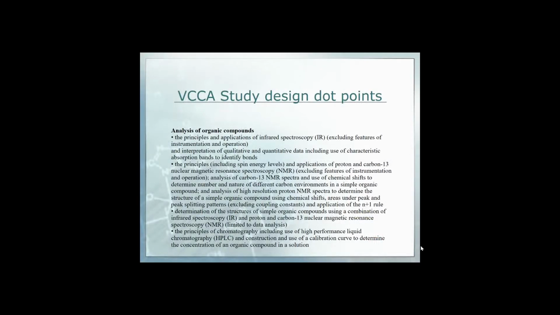So here's a snapshot of all the dot points that you'll be looking at today. What we want you to achieve by the end of this session is to be able to interpret your infrared, proton and carbon-13 NMR, to analyse and determine sample structures. So to be able to go, okay, from this spectra I can see it looks like this, and therefore be able to draw one. And to construct and use a calibration curve to determine the concentration of an organic compound. And this is from our HPLC, which is pretty cool.